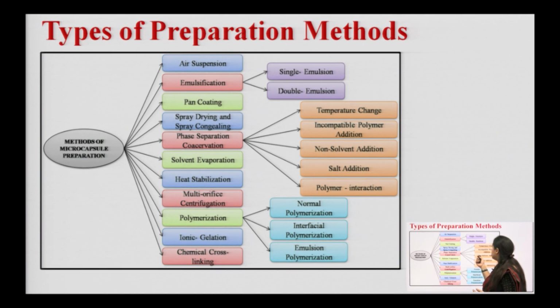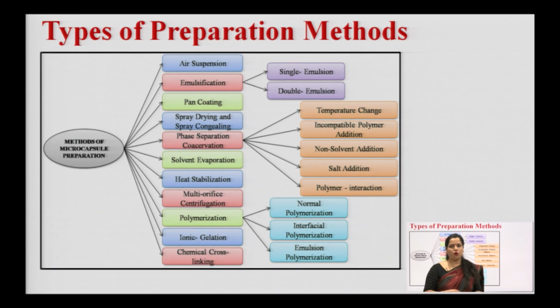So, these are the variety of procedures we can have during manufacturing of microcapsules, and the subtypes are: emulsification may be of single type and double emulsification method, and phase separation coacervation, basically a process in which we may change some physical condition during the process to get the microcapsules. So, what are those conditions? It is written here: temperature change, incompatible polymer addition, non-solvent addition, and salt addition, polymer interaction. These are the different types of approaches we use in the phase separation coacervation technique. Now, if we talk about polymerization, there may be three types: normal polymerization, interfacial polymerization, emulsion polymerization. Apart from that, in situ polymerization is also there. We will be discussing some of the important techniques out of these in detail.